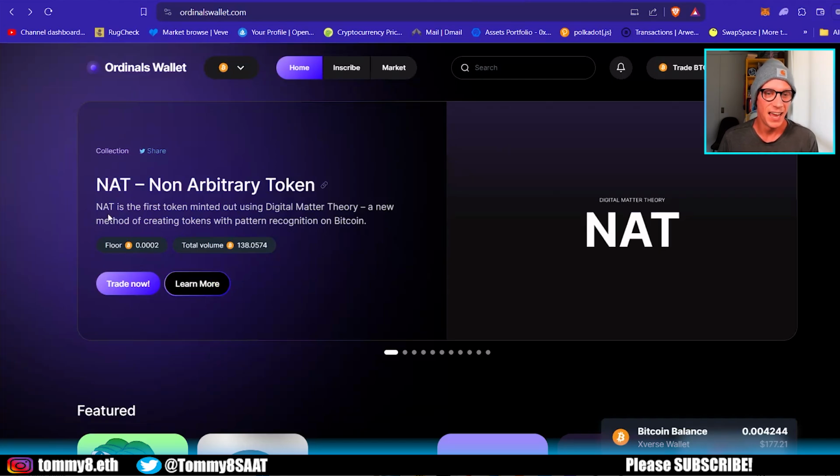Also, you might have noticed that one NAT token that I have, and I bought one of these. A NAT token is the first token minted using digital matter theory, a new method of creating tokens with pattern recognition on Bitcoin. So NAT, non-arbitrary token, DMT, digital matter theory.